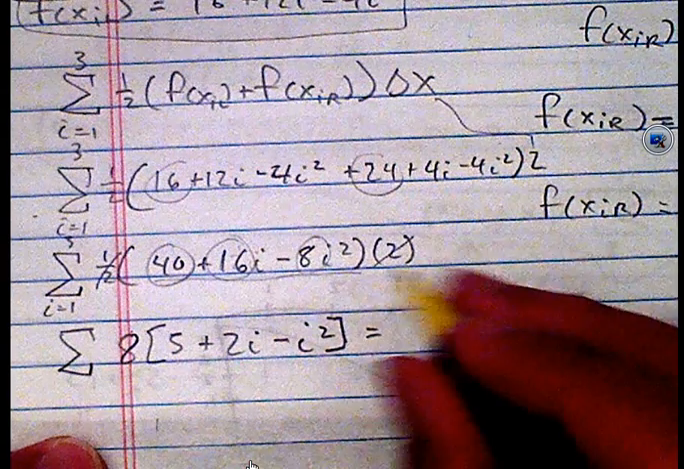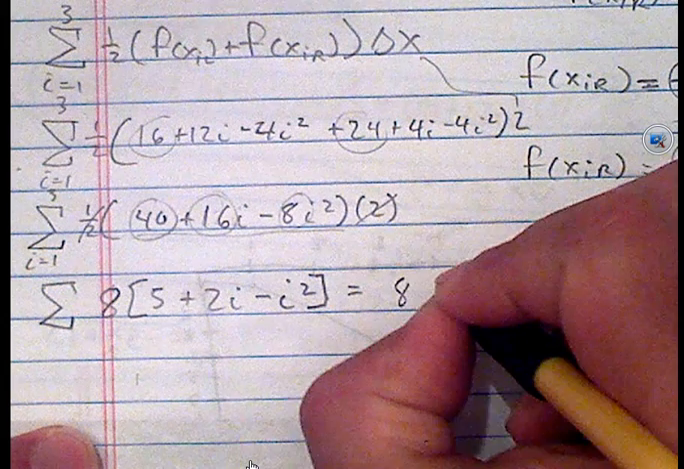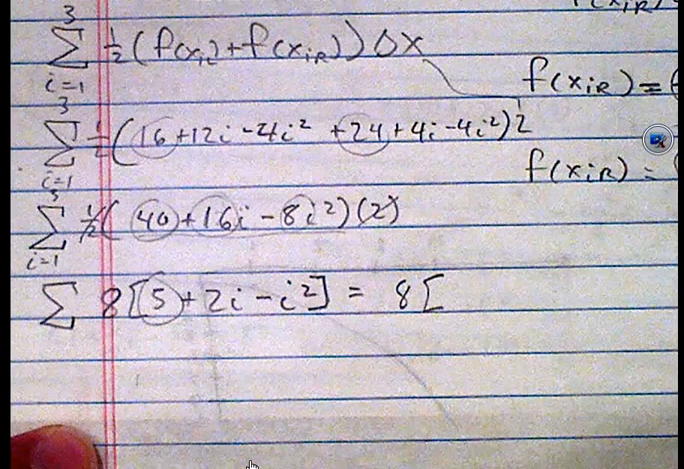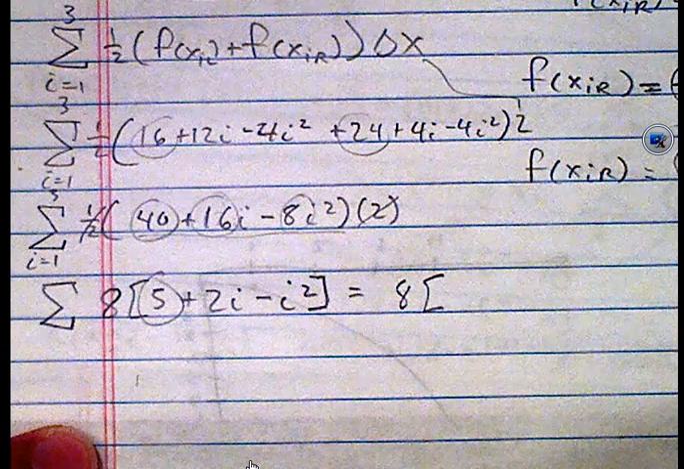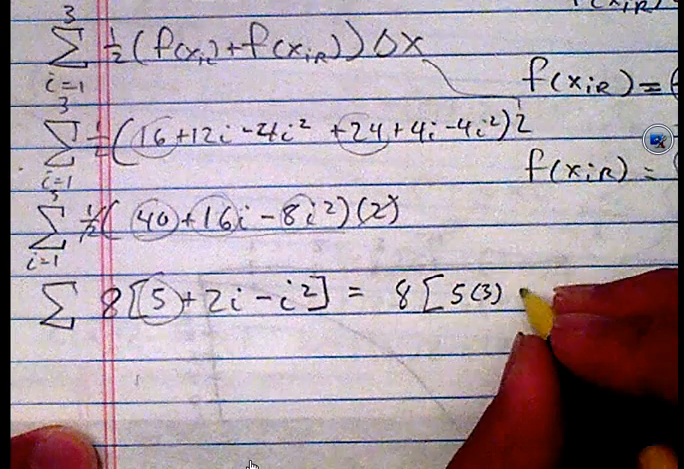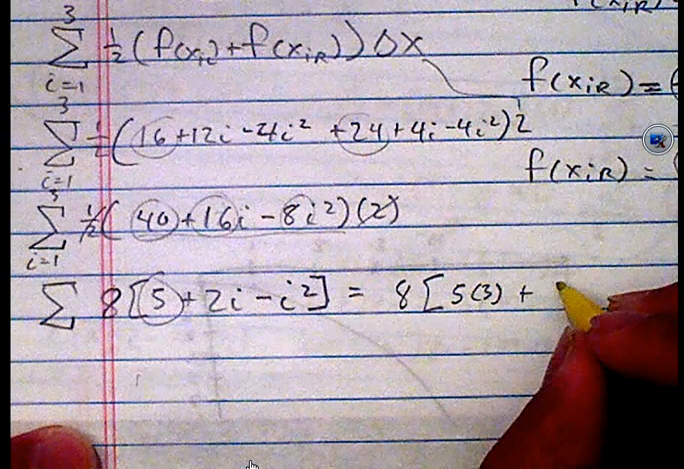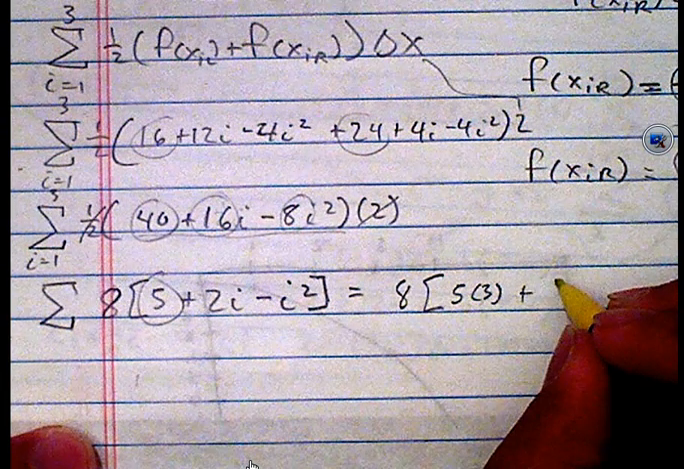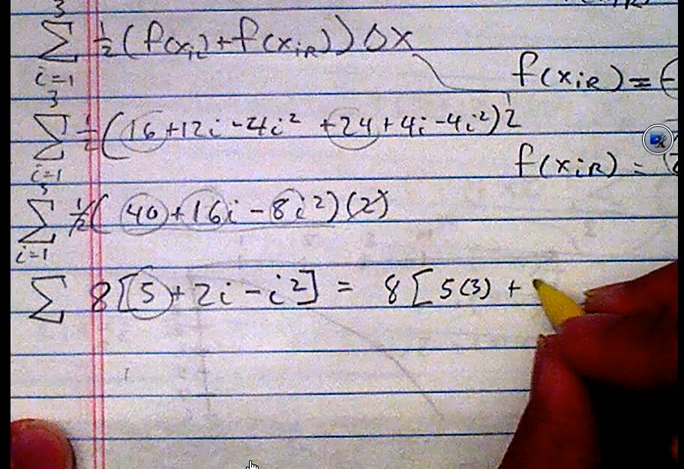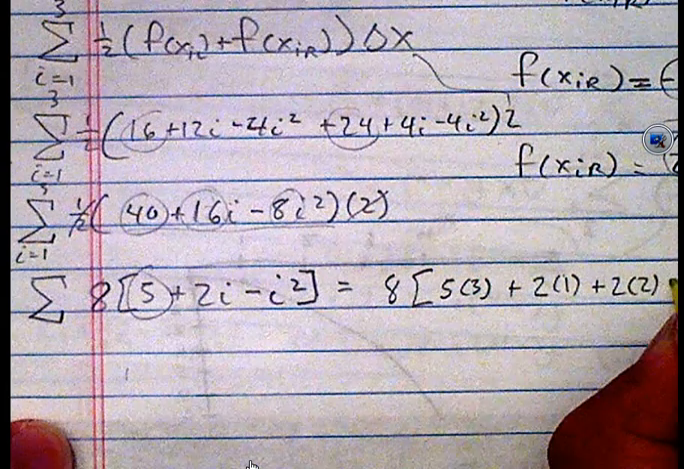So now the summation is going to equal, finally, 8. And then I know I've got this 5, and I'm going to add it how many times? 3? Yep. So I'm just going to do 5 times 3. And then the 2i, I know it's going to be 2 times 1 plus 2 times 2 plus 2 times 3.